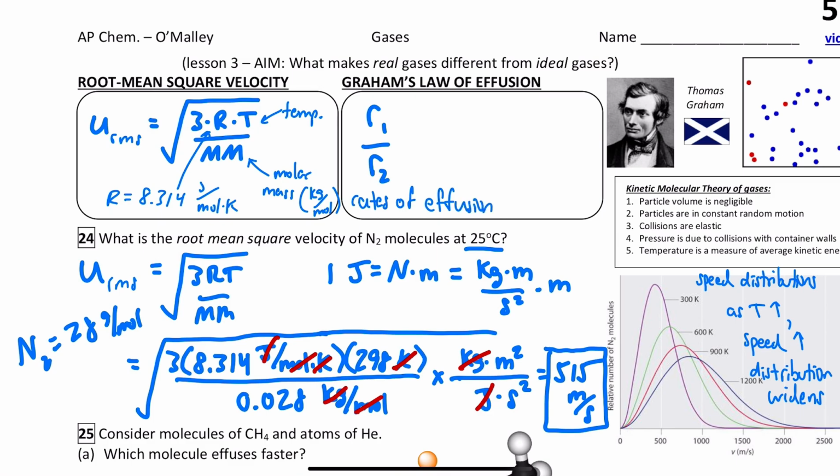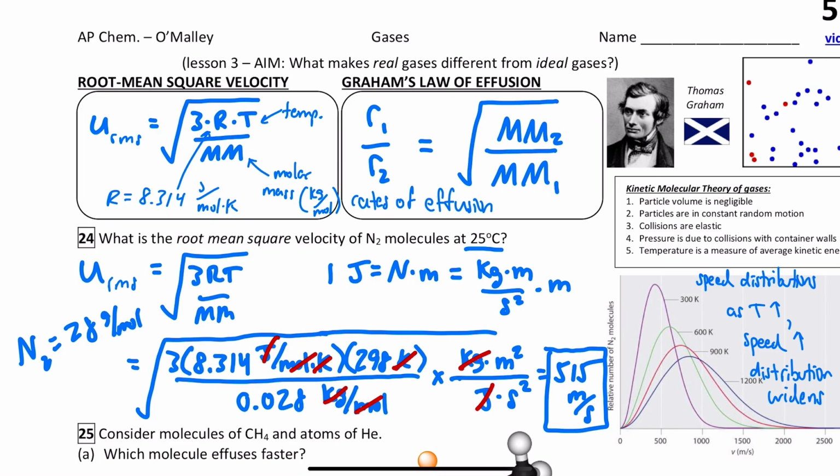Effusion just means the movement of a gas particle through a small opening. Picture a pinhole in a balloon and a gas leaking out of it. That's something we can measure. For this class, we're just going to talk about the relative rates of effusion, and it's equal to the square root of the ratio of the molar masses, but inverted, molar mass 2 over molar mass 1.